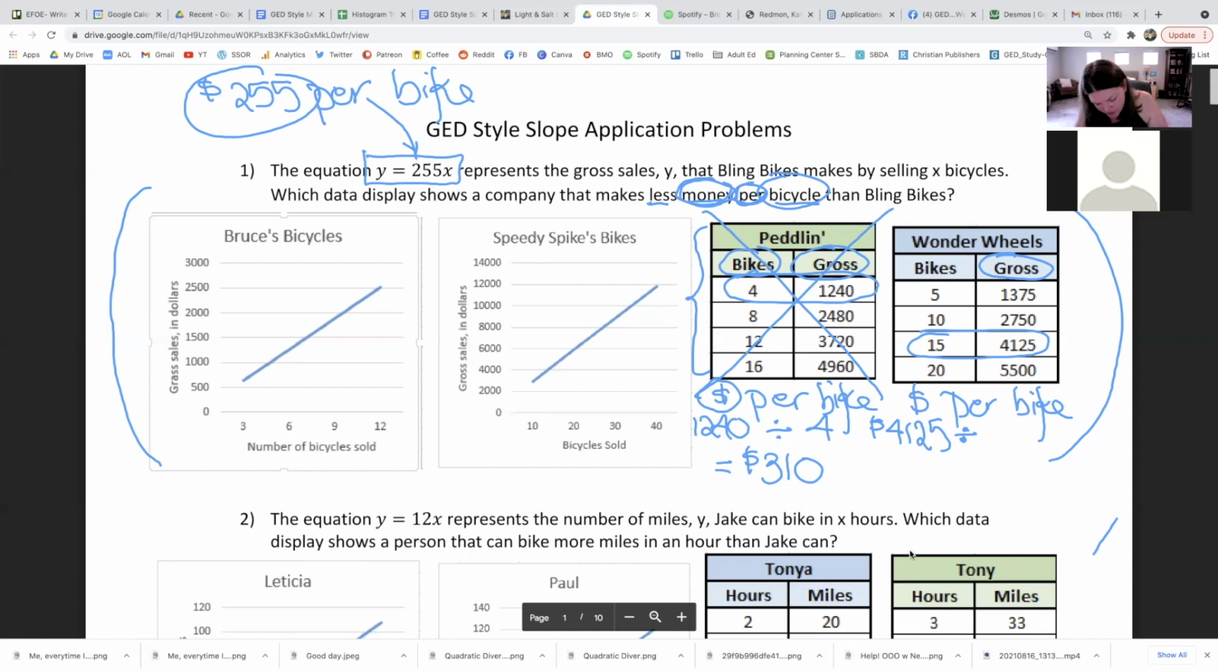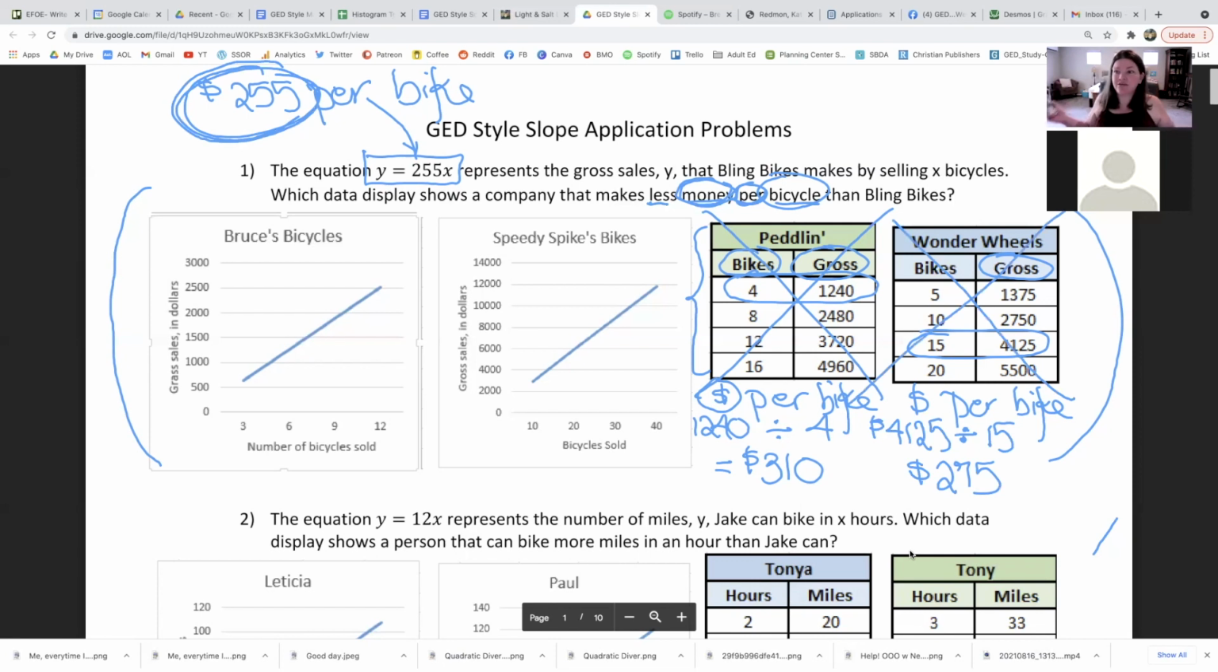So $4,125 per 15 bikes. Let's divide that out to find the price for just one bike. 4,125 divided by 15, and we see that's $275 per bike. Well, that's a little closer to that 255, but we're still not less. It's not Wonder Wheels either.